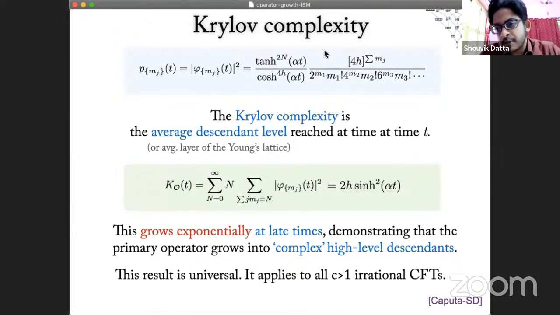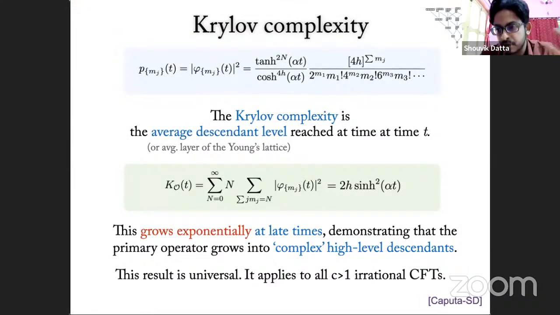One can use these probabilities to find the average layer of the Young's lattice reached at time t, or the average descendant level reached at time t. So that's encoded through the Krylov complexity, and it's given by this. And this quantity shows an exponential growth. So we see that this primary operator grows exponentially into a complex operator, a complex high-level descendant. And this result is universal, and it applies to all c>1 CFTs with Virasoro symmetry.